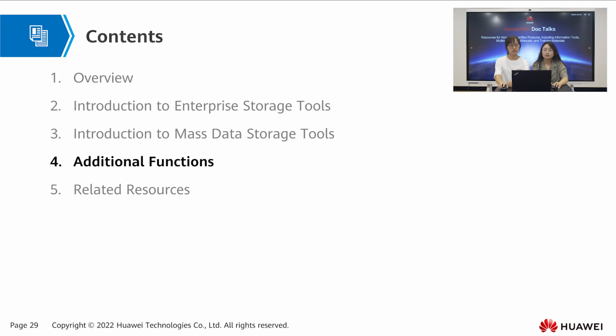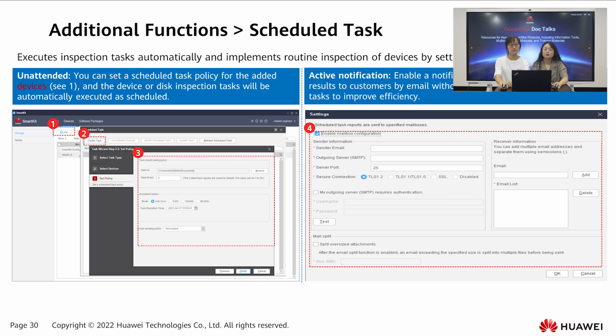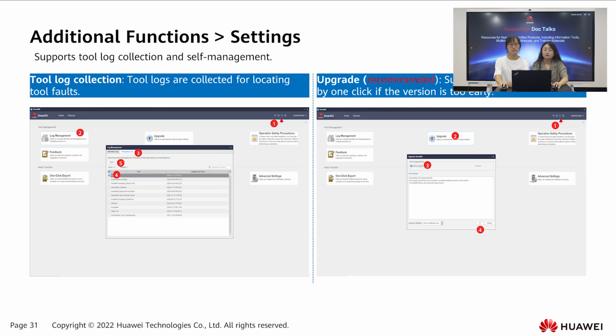The next part is additional functions. The tool also provides some advanced functions such as scheduled tasks, scheduled inspection, and notification of inspection results via email. If a SmartKit tool fails, we can collect and export its logs to locate the fault. In addition, we can upgrade the tools. A newly released version can be automatically detected online and upgraded to. The latest version is recommended.